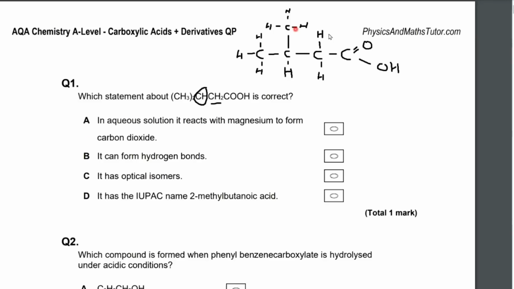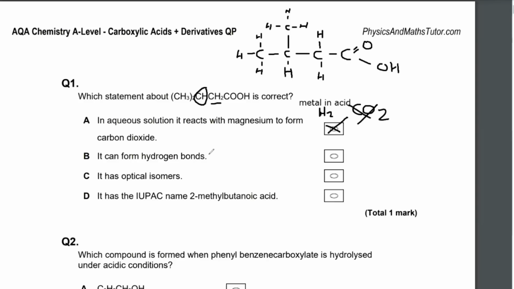So in aqueous solution, does it react with magnesium to form carbon dioxide? Well, this is a weak acid, remember? So acid and metal from GCSE, you know, doesn't release carbon dioxide, releases hydrogen. So this is simply a metal in an acid. So let's look at B because A is definitely not the right answer. So let's have a little look at B.